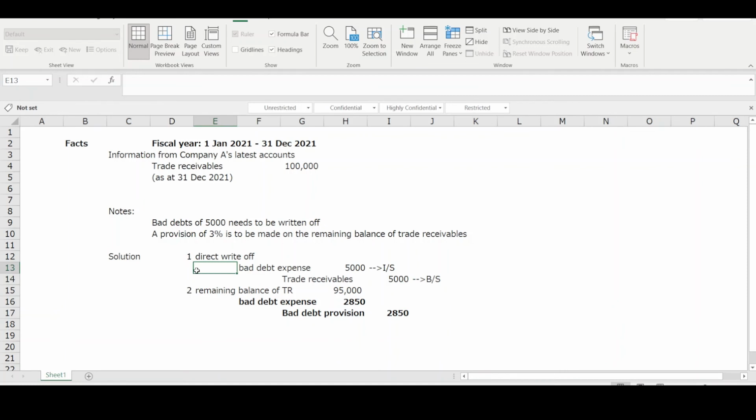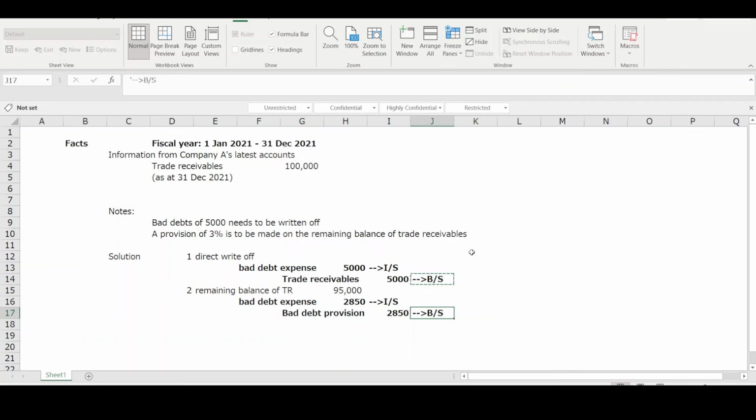So you can see this is the journal entry for booking the provision, and this is the journal entry for the direct write-off. By the way, because it's bad debt expenses, we know it needs to go on the income statement. And bad debt provision is the opposite account of trade receivable, so this account needs to go on our balance sheet.